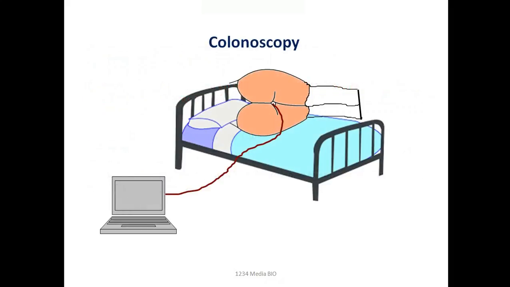And this picture shows everything. That's the anus in the butt. Of course this is the computer which displays the pictures and video, and this is the colonoscopy tube, which is inserted into the anus, and the other end is connected to the computer.